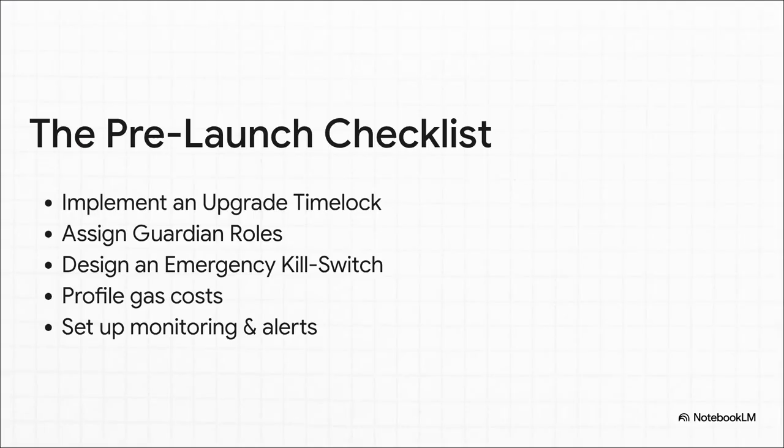So before they flip the switch, there's a whole pre-launch checklist. They add a time lock so no one can just push through a malicious update instantly. They assign guardian roles, basically trusted people who could hit the pause button in an emergency. And yes, they design an emergency kill switch as a last resort. Plus, they double-check all the gas costs and set up round-the-clock monitoring to catch anything weird immediately.